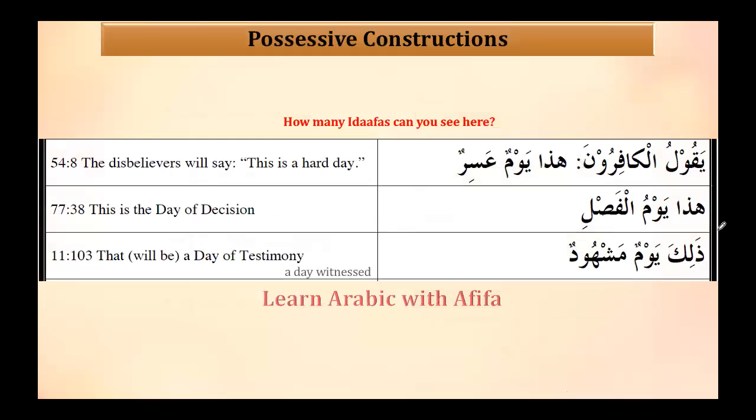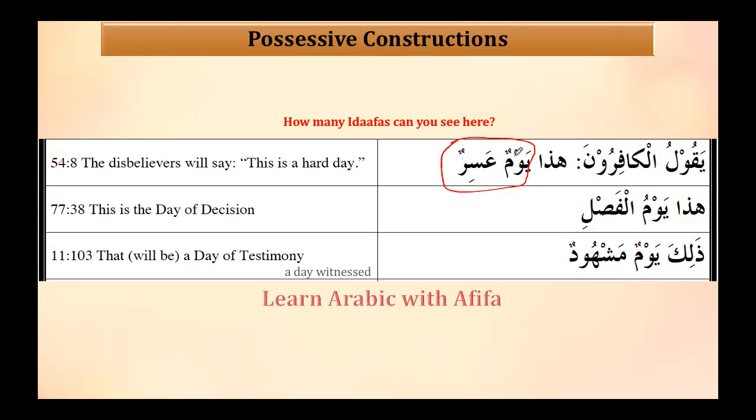So let's look at some examples from the Quran. So here, it's saying yaqulul kafirun. The disbelievers are saying, what are they saying? Haza, this, yawmun. Yawmun means day, and asirun, which means hard. So tell me, look carefully, is this an idafa? Is this an idafa? It is not.